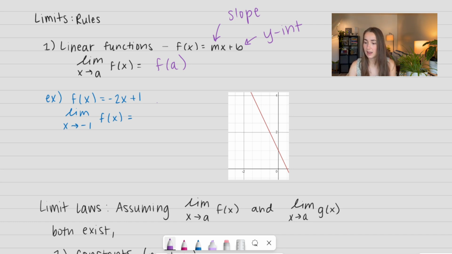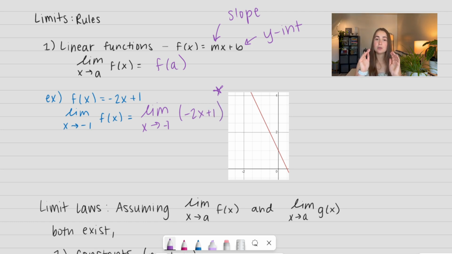So I have an example here, f of x equals negative 2x plus 1. We also have the beautiful graph over here for those who like to see visually, including myself. So let's go ahead and evaluate the limit as x approaches negative 1 of f of x. I'm going to write in the limit as x approaches negative 1 of my function, negative 2x plus 1. Notice here that I put parentheses around negative 2x plus 1. That's because we're taking the limit of the entire function. So when it's separated by pluses and minuses, I like to put parentheses to show we're evaluating the entire limit, not just the first part. It's like a whole thing together.